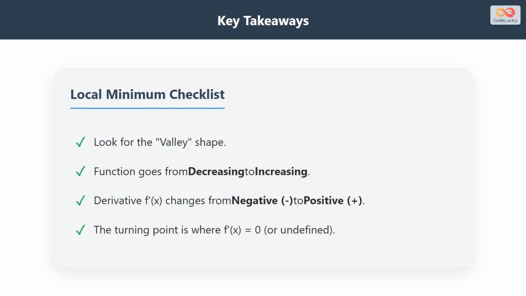To summarize, when looking for a local minimum, remember this checklist. Look for the valley shape. Confirm the function switches from decreasing to increasing, and mathematically, ensure the derivative switches from negative to positive at the critical point.